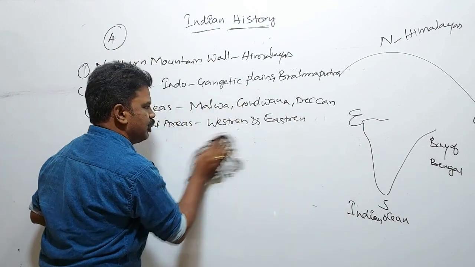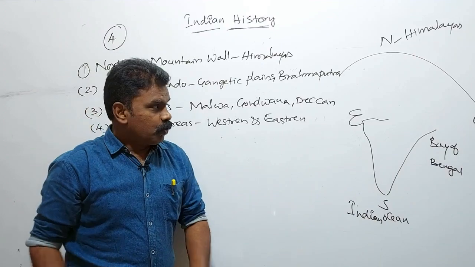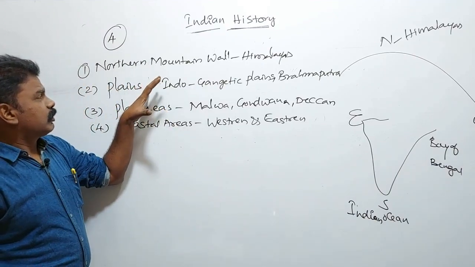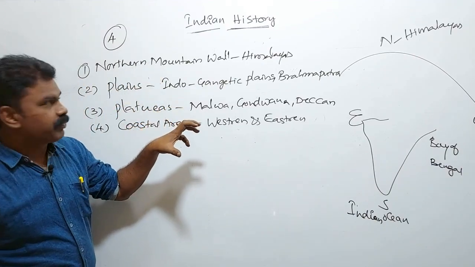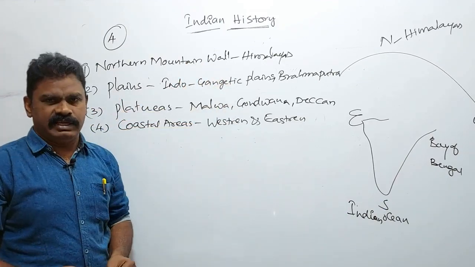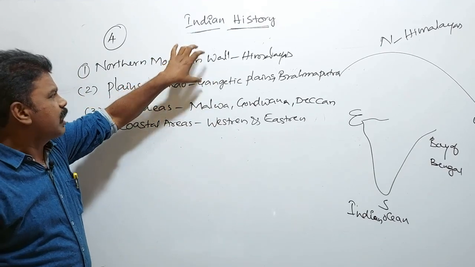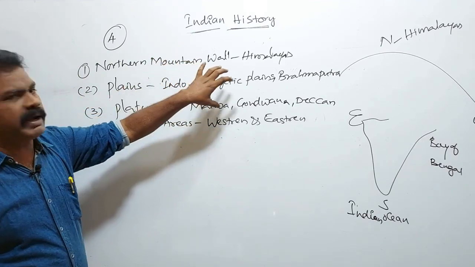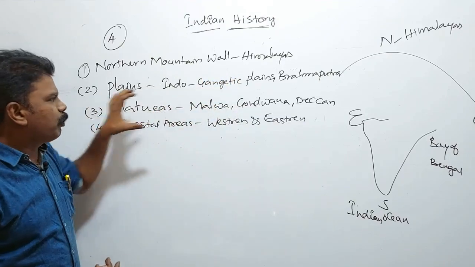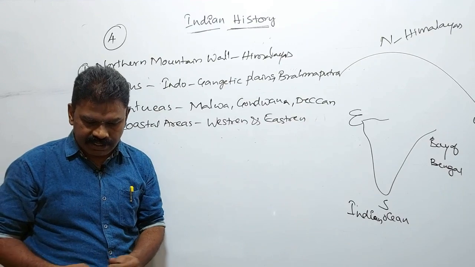Like this, India can be divided into four major geographical units. How have these four geographical units impacted Indian history? For example, how the Himalayas impacted Indian history and culture, how the Gangetic plains, the plateaus, and the coastal areas impacted Indian history.